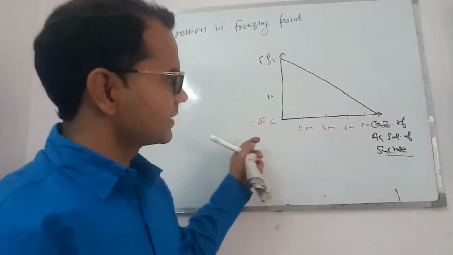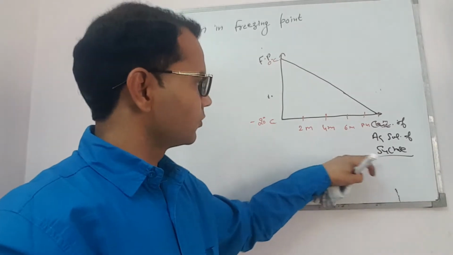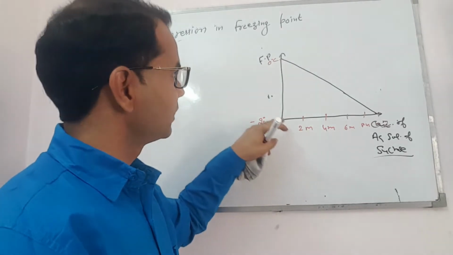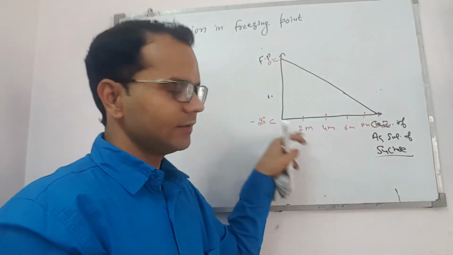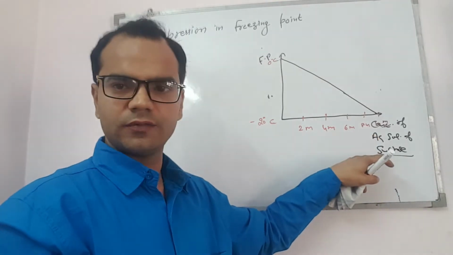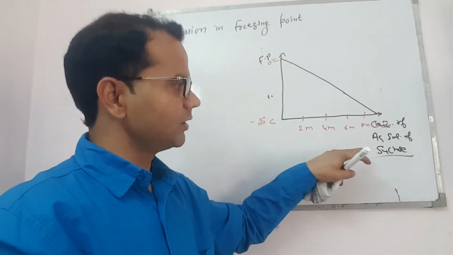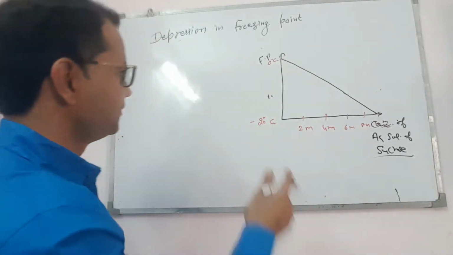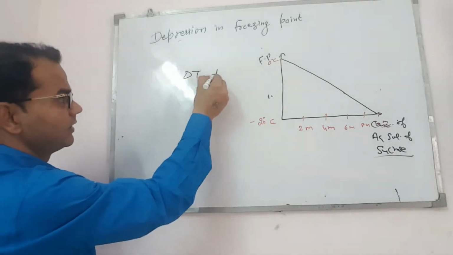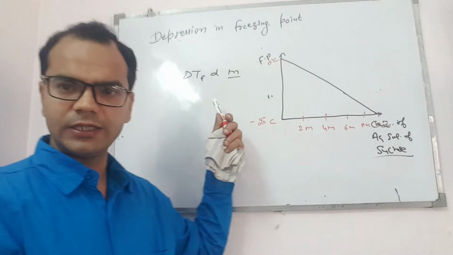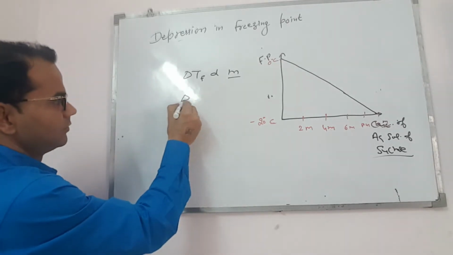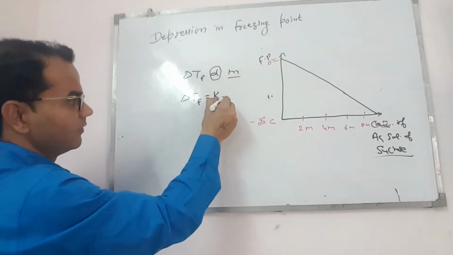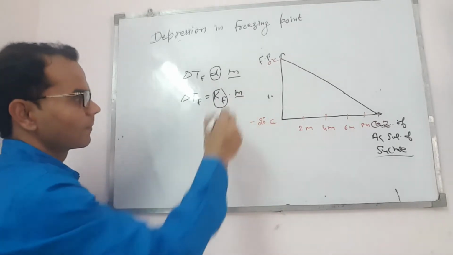We can say that as the concentration of the aqueous solution of sucrose is increasing, the freezing point is decreasing. So we can conclude from here that depression in freezing point is directly proportional to the concentration of the solution. In which term? In molality, because molality is independent of temperature. So we can conclude delta TF is directly proportional to molality. Removing the proportionality, there will be a constant called Kf: delta TF equals Kf into m.